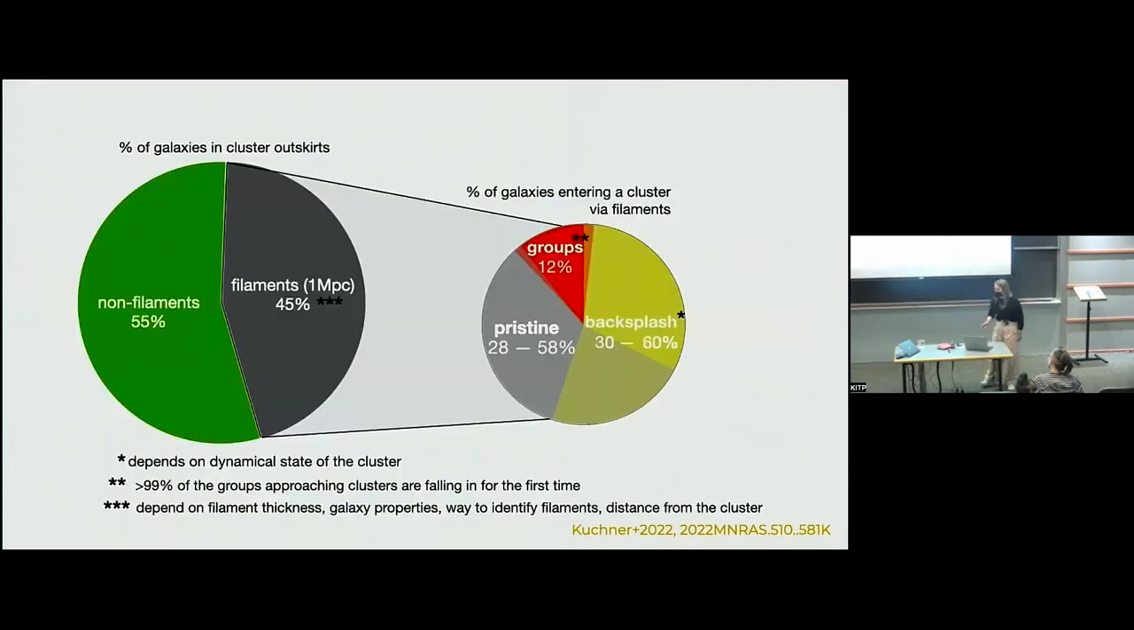So here is a breakdown of this. About 50% of galaxies around clusters are in filaments, the others aren't. But the filaments themselves are not homogeneous.